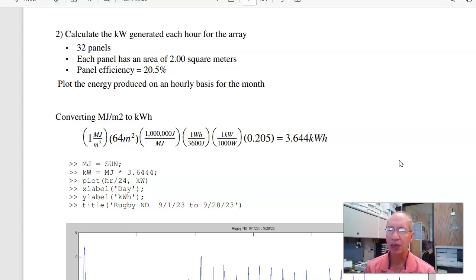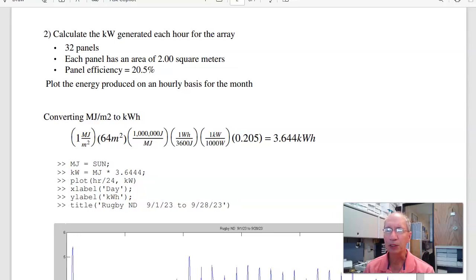Well, I've got the energy density in megajoules per square meter. Doing some unit conversions: 1 megajoule per square meter, my area is 64 square meters. There is 1 million joules in a megajoule, there are 3,600 joules in 1 watt hour, there are 1,000 watts for each kilowatt, and efficiency is 20.5%. Multiply it all out together: 1 megajoule per square meter equates to 3.64 kilowatt hours over 1 hour.